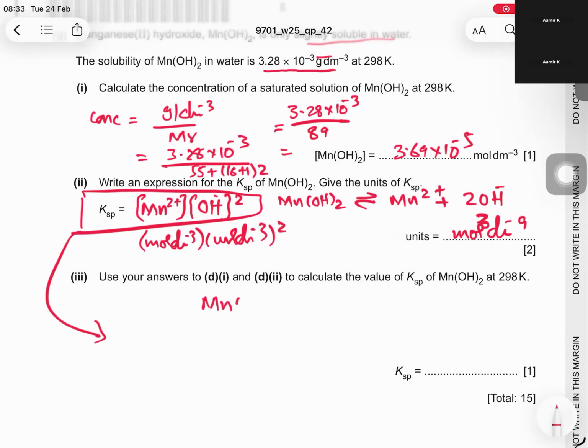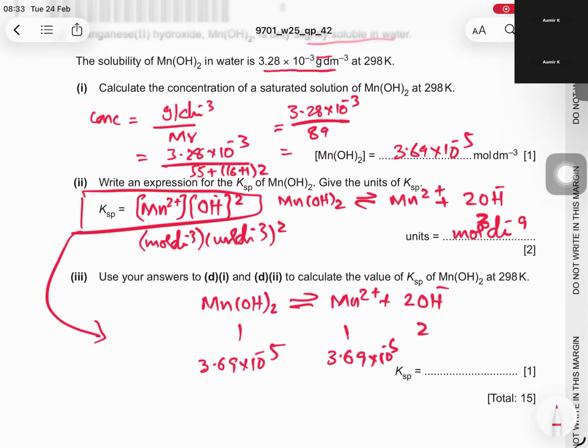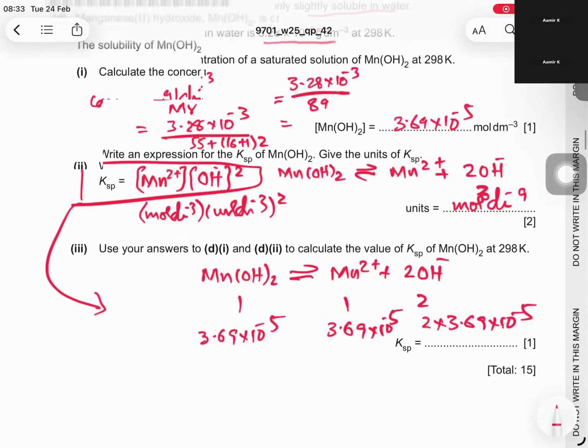We have the concentration overall, so we can see the relationship. It ionizes to give manganese ion plus hydroxide ion. So this ratio is 1:1 and this is 1:2. So if this was 3.69 times 10 to the power minus 5, the Mn2+ concentration will be that, and the hydroxide concentration will be 2 times 3.69 times 10 to the power minus 5. So what will Ksp be equal to?